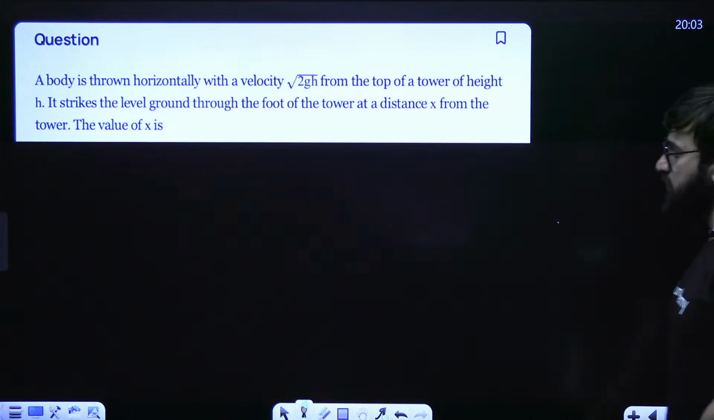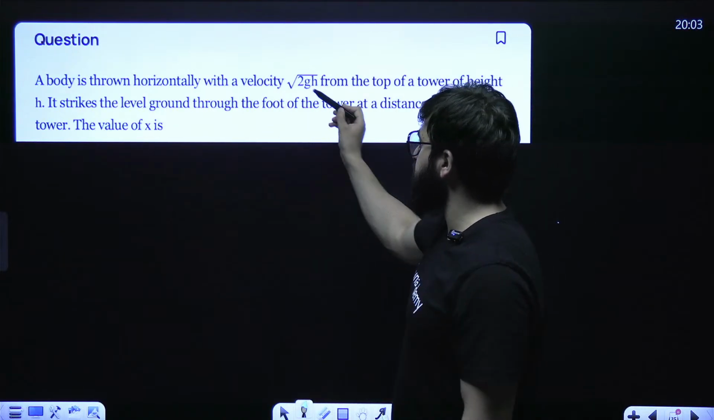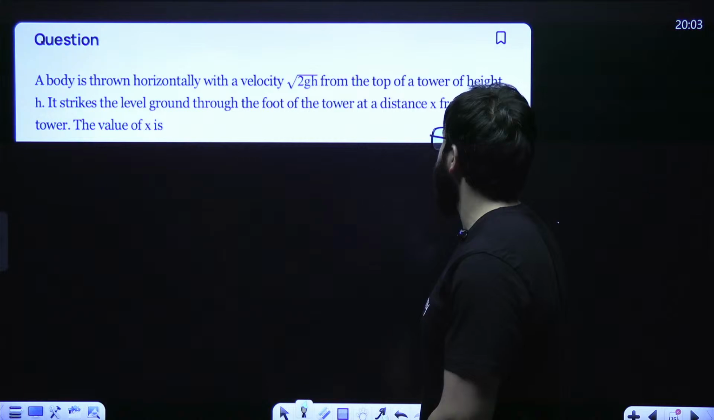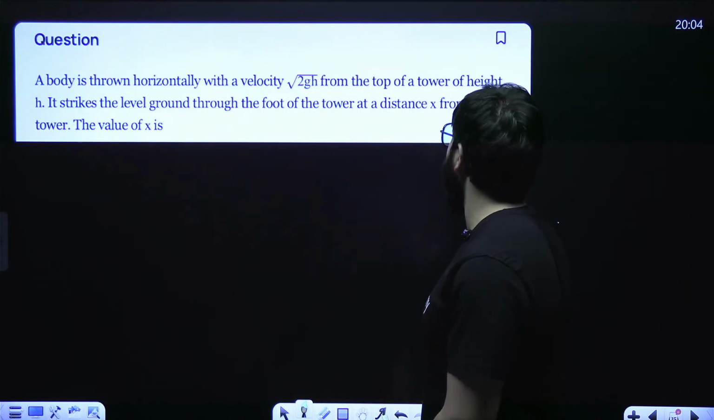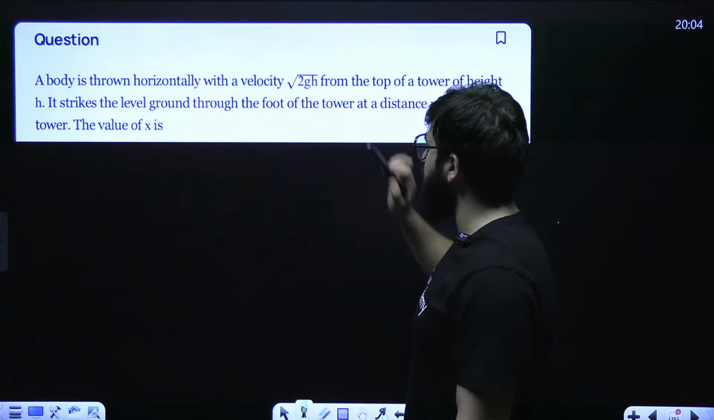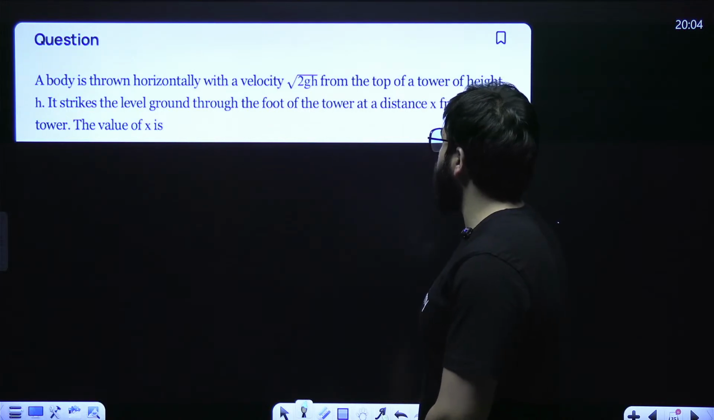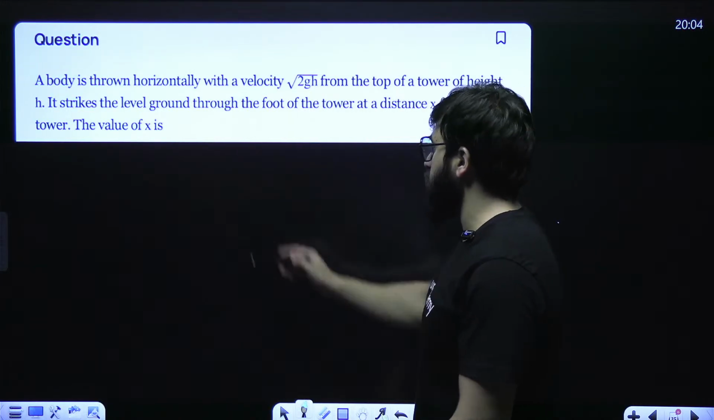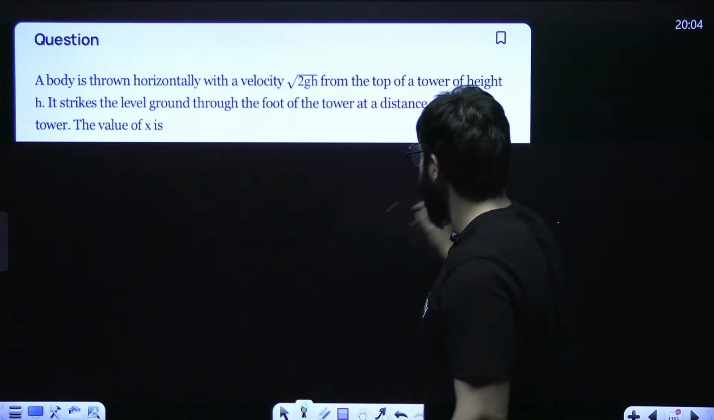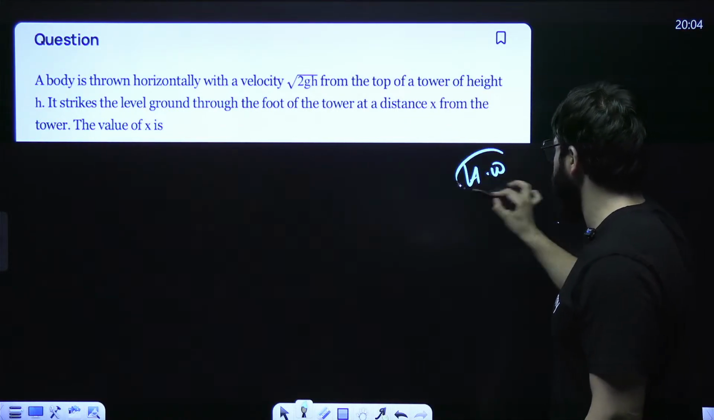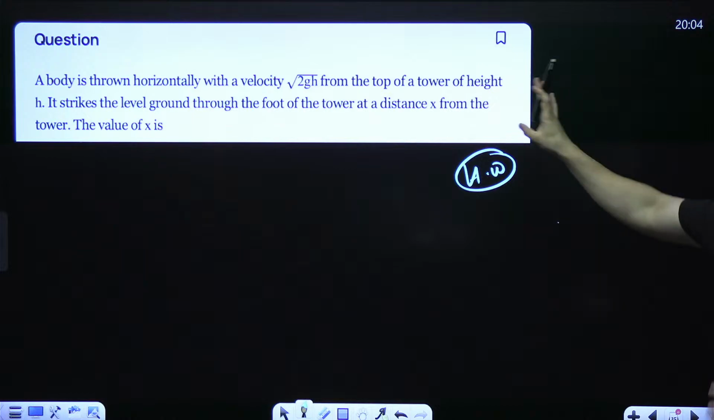And then another question says that a body is thrown horizontally with a velocity root 2gh from the top of the tower of height h. It strikes the level ground through the foot of the tower at distance x. Find the value of x. You are supposed to find the range over here. This is also homework in this particular case. Easy questions. Okay, here you have to find the range.